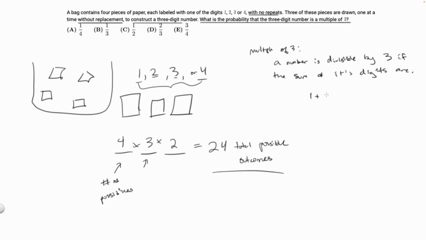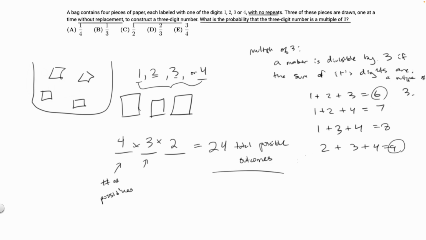So it's going to be 1 plus 2 plus 3 equals 6. 6 we know is divisible by 3, and 1 plus 2 plus 4 equals 7. 1 plus 3 plus 4 equals 8, and 2 plus 3 plus 4 equals 9. We see here that 6 and 9 are the only possible sums that are divisible by 3. A number is divisible by 3 if the sum of its digits is a multiple of 3.